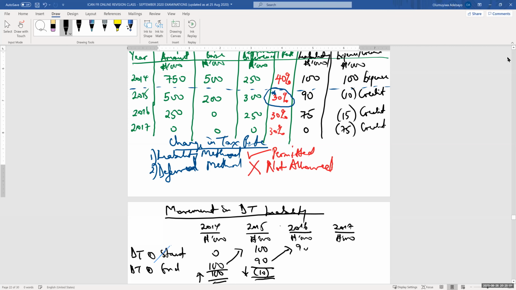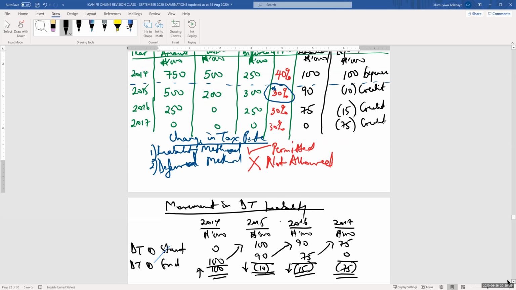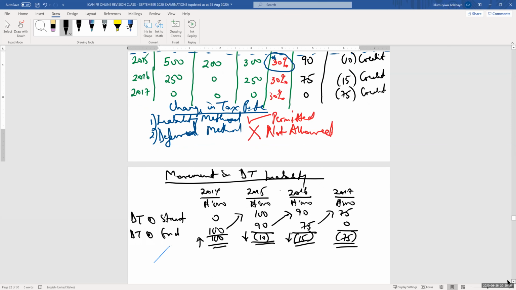90 moves as the opening balance in 2016. Now it is 75. It has further decreased by 15. And that 75 is recognized in 2017 as opening balance. And as at the end of 2017, it is nil, which shows a total reversal, which means you just need to be more or less sure of the presentation method that best suits you.